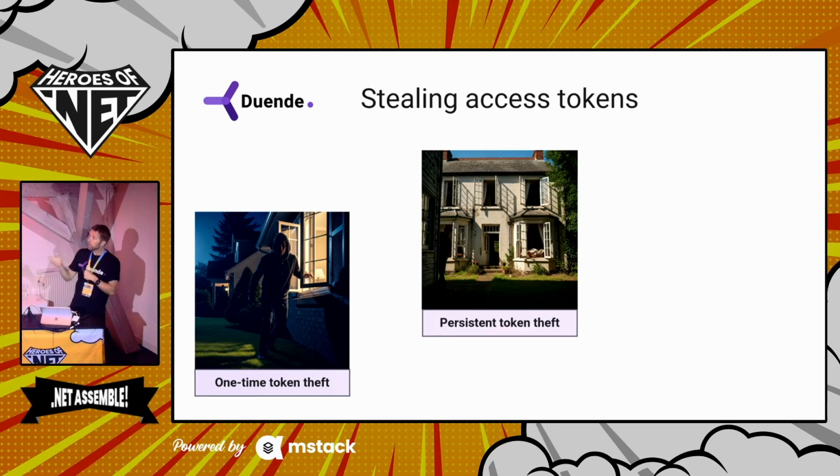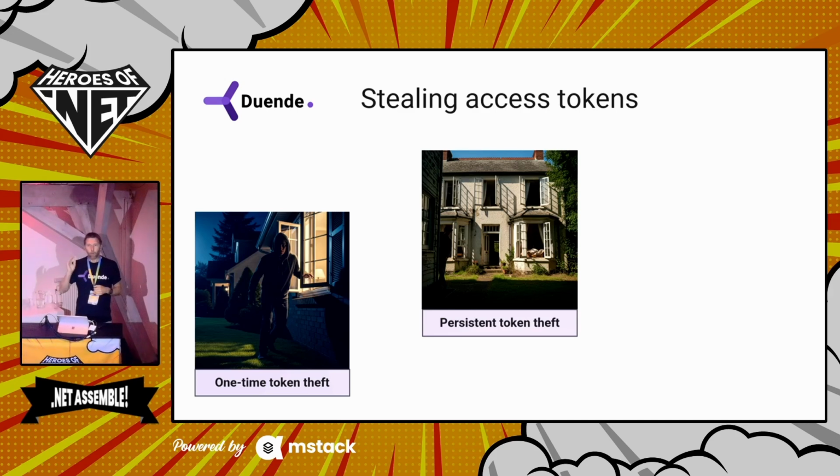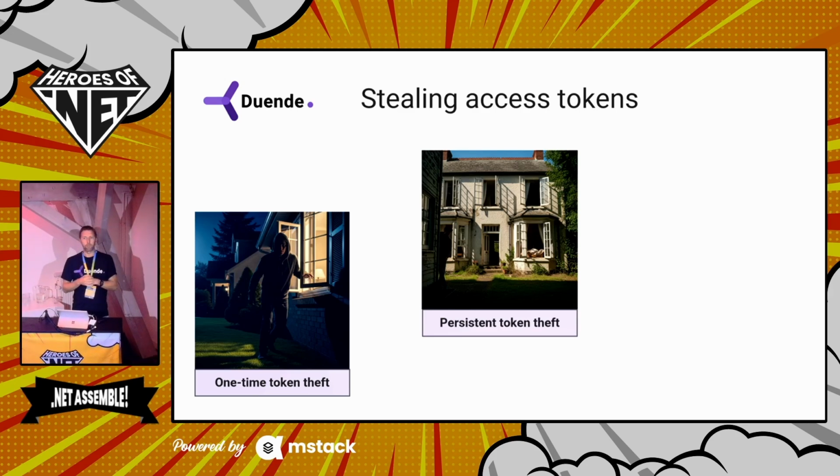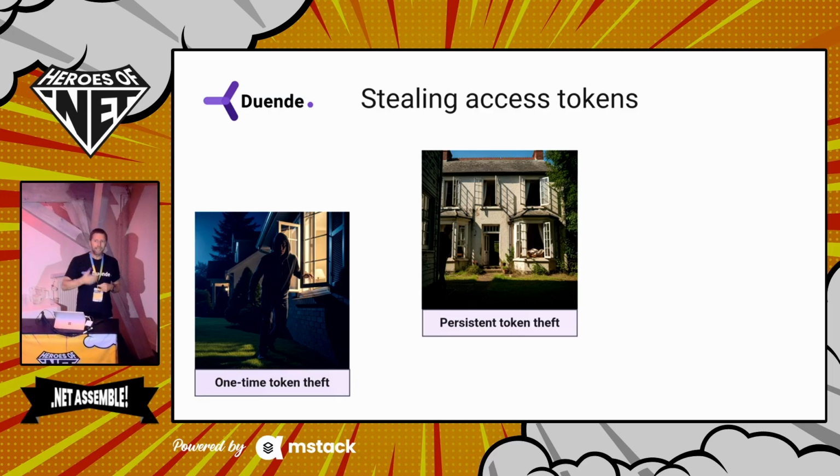Now, this is what we call persistent token theft. Imagine a website that is constantly leaking access tokens. And we'll see some ways how that can happen. Well, if an attacker is constantly getting new access tokens, he can constantly keep trying to do more and more with these access tokens.